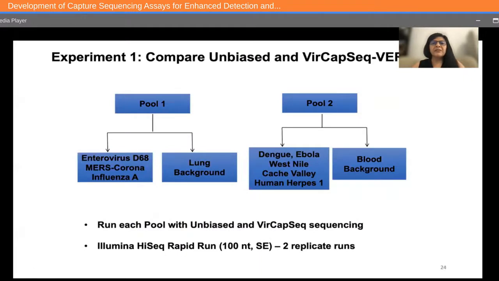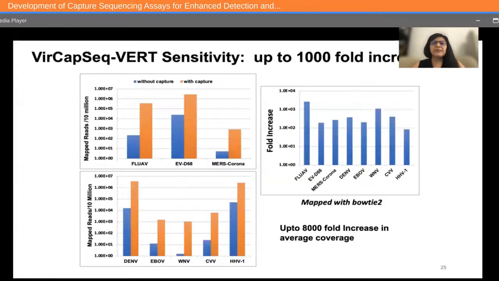So the first experiment in this particular validation was to compare unbiased sequencing with Vircap-seq vertebrate. There were 2 pools here. The first pool consisted of these 3 viruses, and pool 2 consisted of these 4 viruses. The first pool used lung background and the second pool consisted of blood background. Each pool was run with unbiased and Vircap-seq sequencing using Illumina HiSeq, and there were 2 replicate runs for each experiment. So the results from this experiment are summarized here.